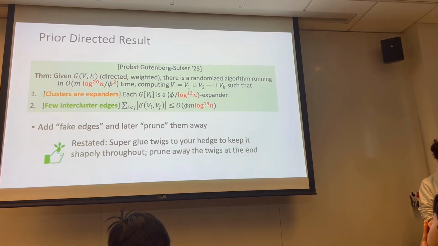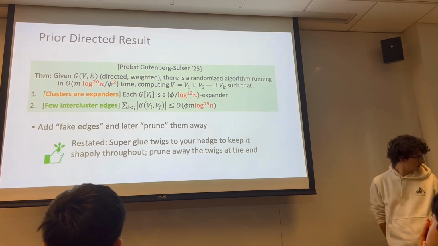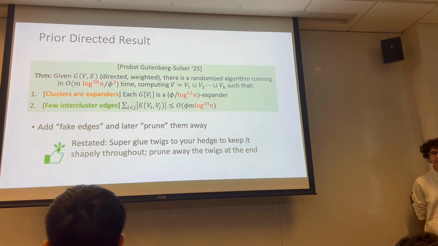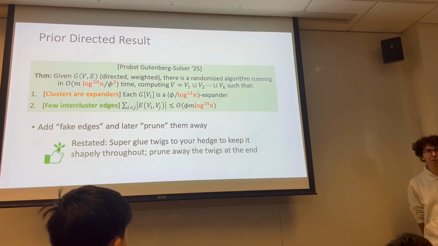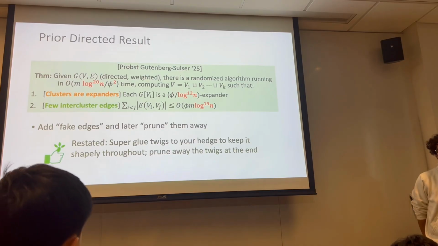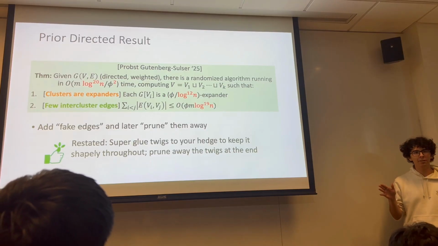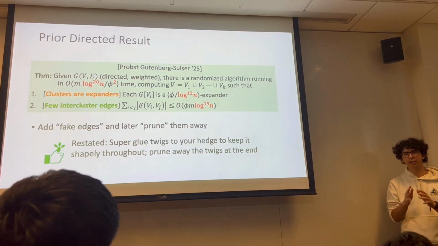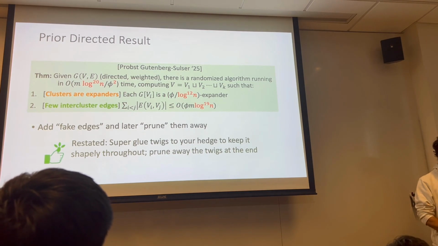Or restated in terms of gardening, you're used to a very specific shape of the hedges that you work with, and if it doesn't look like that, you don't know what to do. So you super glue in twigs as you go to keep it looking like something you're used to, and at the end there are some random super glued twigs in there, so you have to cut them out. Yeah, that's what this algorithm is doing.